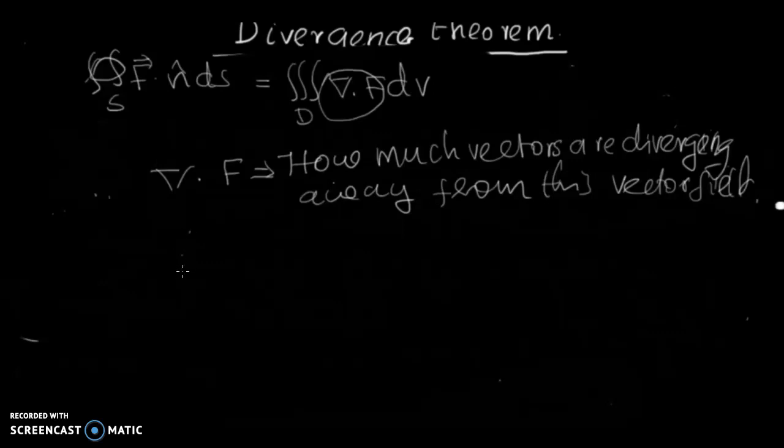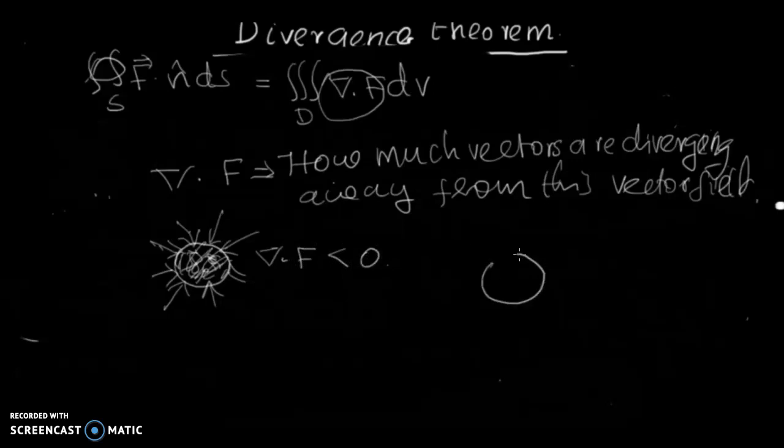This del dot f can be positive or negative, right? Suppose this is a surface, and this is a vector field like this. In this type of vector field, all the vectors are inward normal, so no vectors are going outside, that is, diverging away from this vector field. So here del dot f is always less than 0. In this type of vector field, the vectors are going outside, so del dot f is always greater than 0.